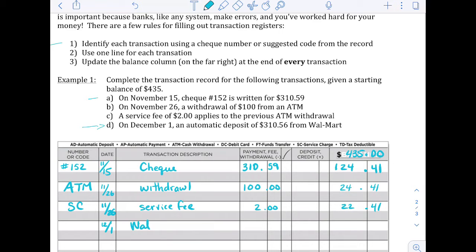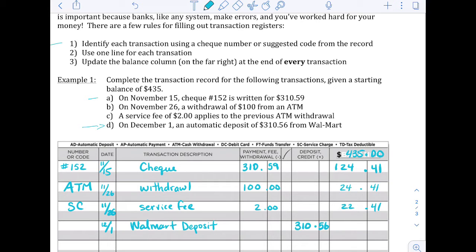So Walmart deposit. So maybe either it's work or maybe you took something back to Walmart and they put the money back into your account. You returned something. Doesn't really say. For $310.56. So that's our number that we're going to have in that column.